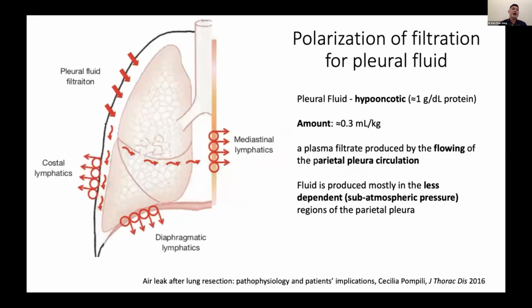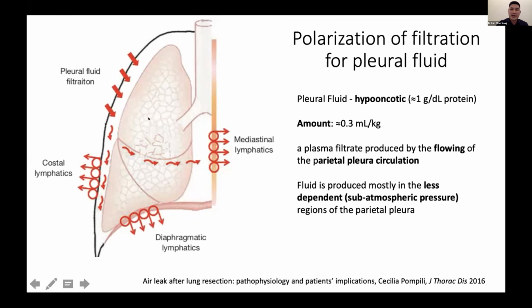Now, after knowing the anatomy and histology of the pleural space, we talk about how the fluid is produced, by a mechanism called filtration. Pleural fluid itself has a very low concentration of protein. It has about 1 to 1.5 grams per deciliter of protein, mainly consisting of albumin. The amount of fluid in a normal adult is generally about 0.3 milliliter per kilogram.